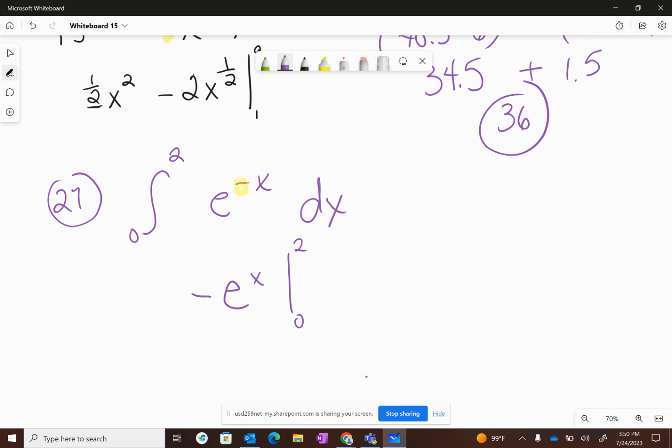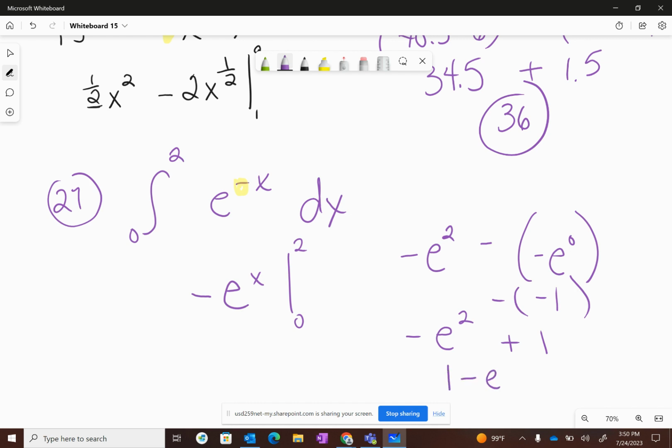So now I take negative e to the 2 minus negative e to the 0. Well, e to the 0 is 1, so we have a minus 1, but we have minus that. And so that's going to be a plus 1. We can't do anything with the negative e squared. That's a decimal or something. So basically, they're just rewriting it like that.